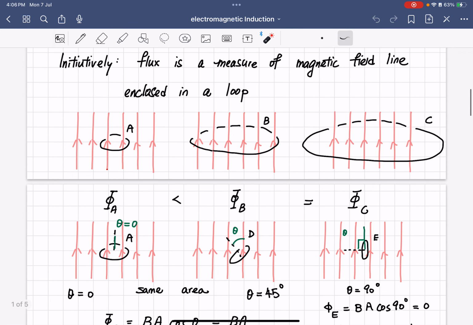While if the loop you are considering is parallel to the field lines, it means that its normal is perpendicular to the magnetic field lines, then the loop does not enclose any field lines, so you will have the magnetic flux to be zero. Now, so this is what we call the magnetic flux.